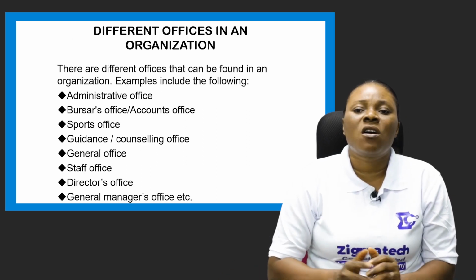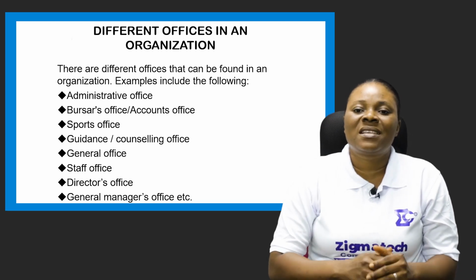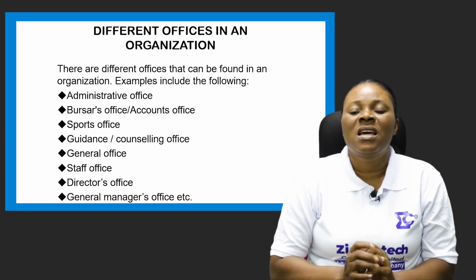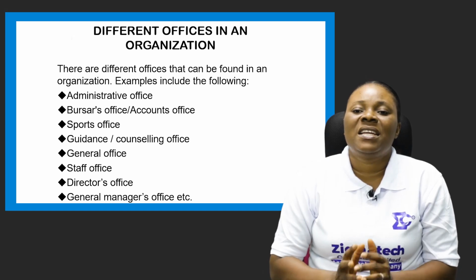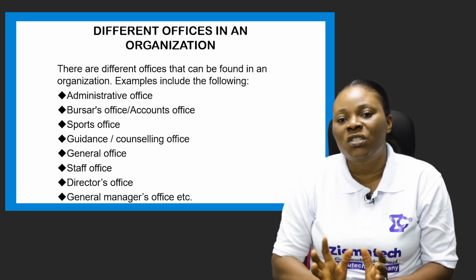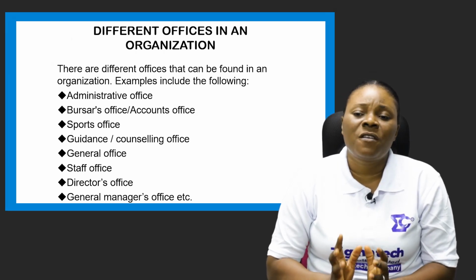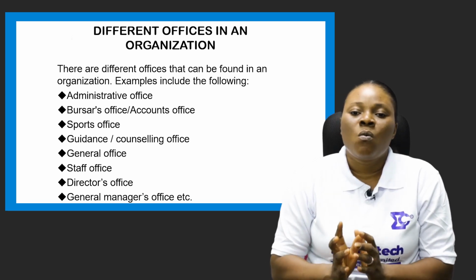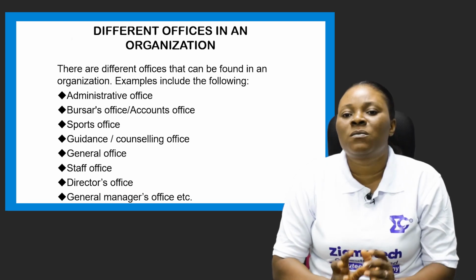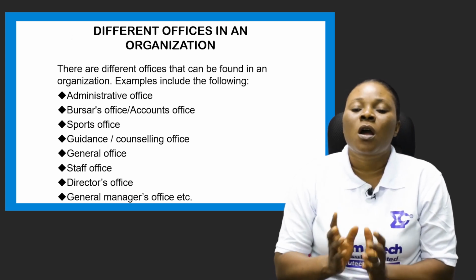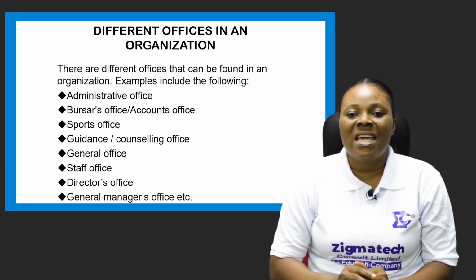Let's look at different offices that can be found in an organization. We have looked at types. So what are the examples of offices that you can find in an organization? The different offices you can find in an organization depend on the type of work done in that establishment. The types or examples of offices you can find in a hospital will be quite different from the one you can find in a school, and also quite different from the one you can find in a construction company.